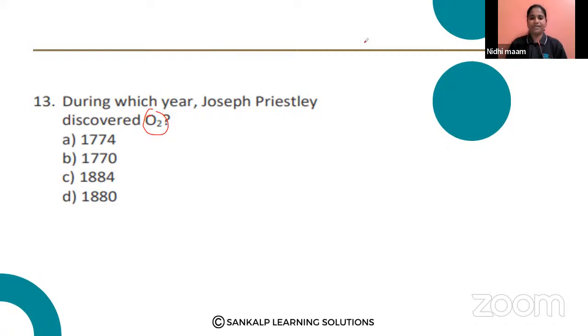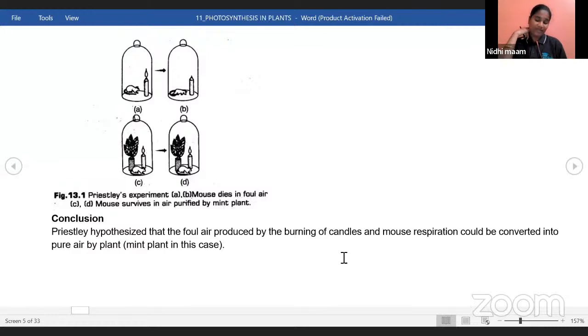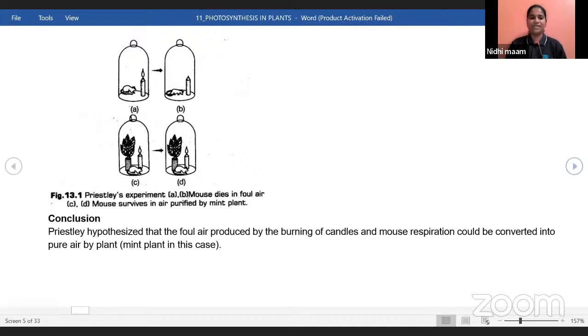See here. So by this experiment, what he concluded: burning of candles releases poisonous gas into the air. That is why the mouse died. So when the mint plant was kept, that air was completely purified by the mint plant. So the mouse survived.